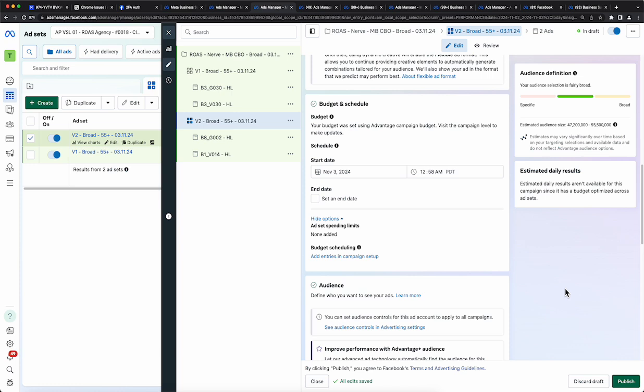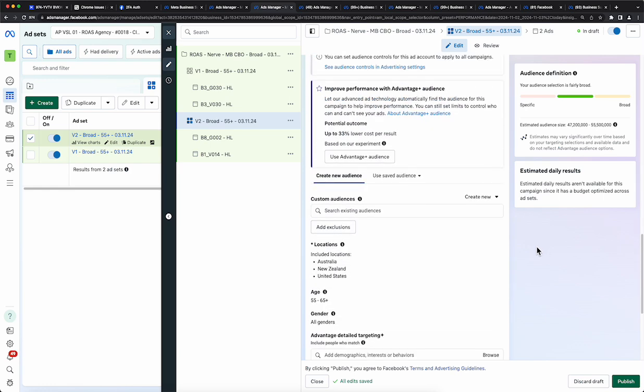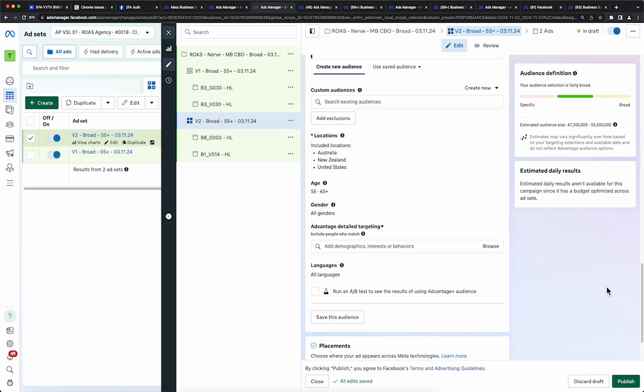So I want to control that and minimize any loss in spend outside of those age brackets that we know are going to work. So that's the way I've got it set up.